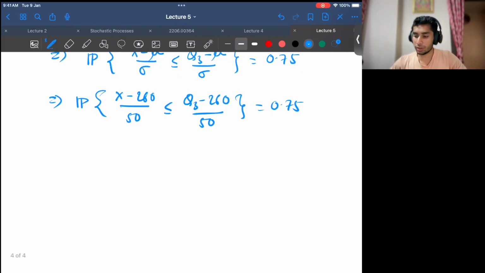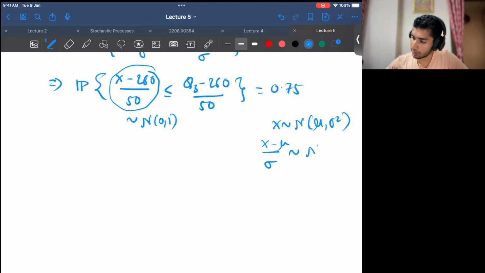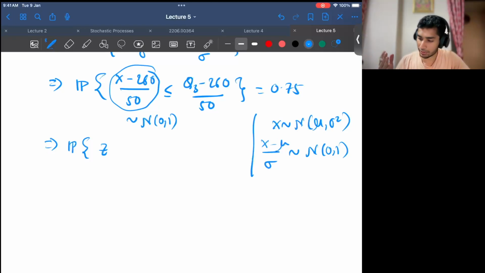Now, whenever you do this normalization, this new random variable is distributed according to normal 0, 1, the standard normal distribution. So if X is distributed as normal mu comma sigma square, then (X minus mu) by sigma, just sigma, not sigma square, will be distributed according to normal 0, 1. So I can write this equation as the probability of Z, the standard normal random variable, being less than (Q3 minus 260) by 50 is equal to 0.75.